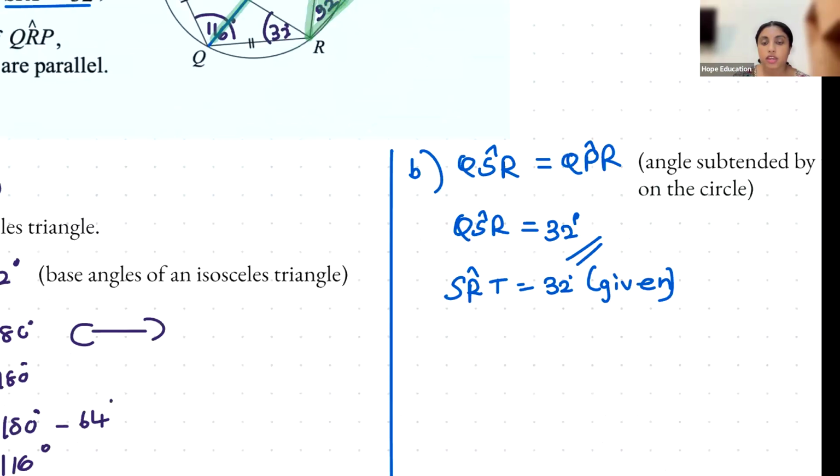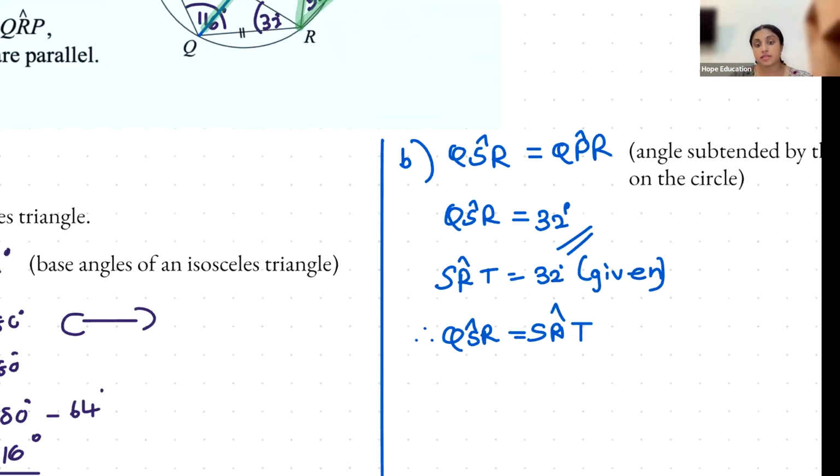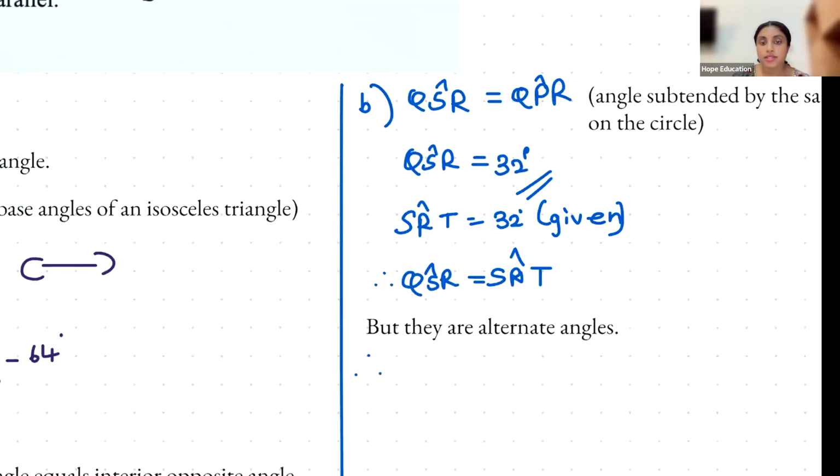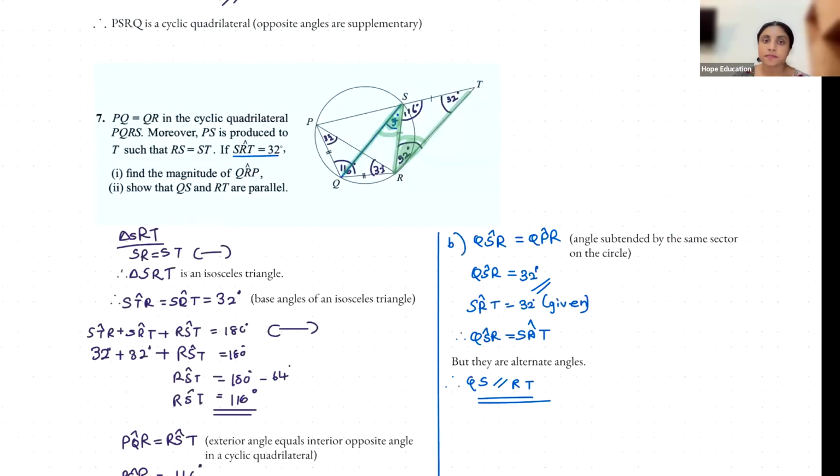Therefore, QSR equals SRT. But they are alternate angles. Therefore, we can say QS and RT are parallel. Is that clear to you, children?